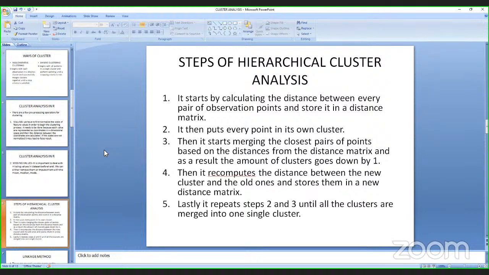Okay, so next we move on to the steps of hierarchical cluster analysis. First, it starts by calculating the distance between every pair of observation points and stores it in a distance matrix. Then it puts every point in its own cluster. After that, it starts merging the closest pairs of points based on the distances from the distance matrix, and as a result, the number of clusters goes down by 1.